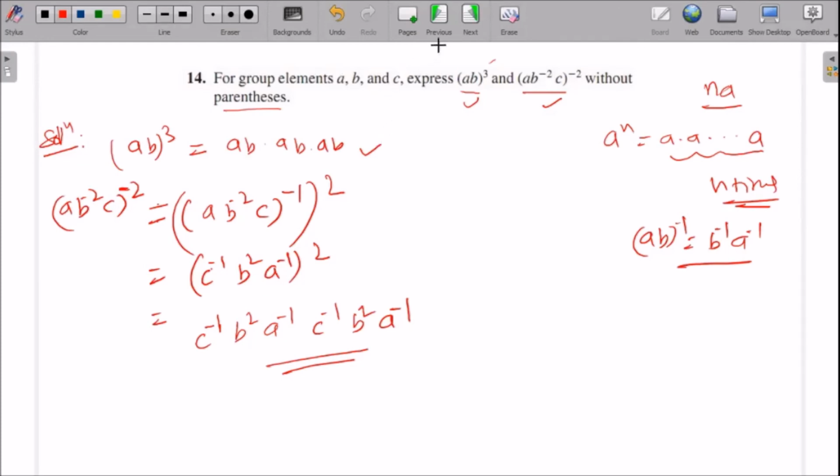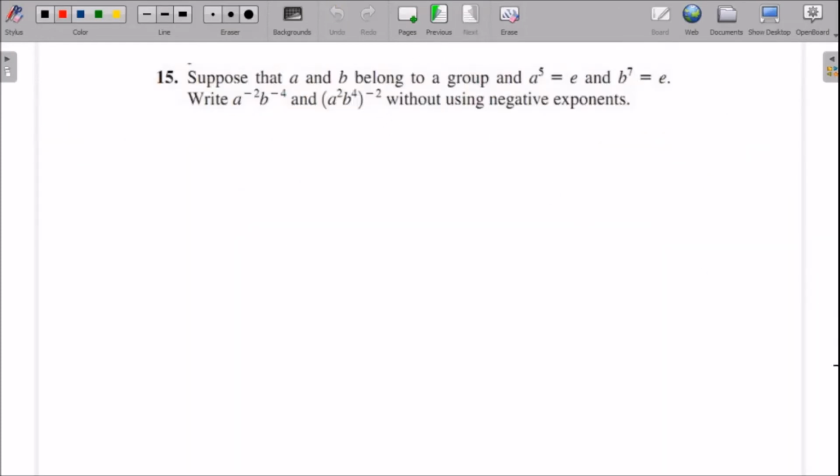Let us consider the next question, question number 15. What we have been given: a, b belong to some group, and a to the power 5 and b to the power 7 are identity. So given that a^5 equals identity and b^7 equals identity. Because a^5 is identity, it means they are talking about some multiplicative group. So now we need to find this one.